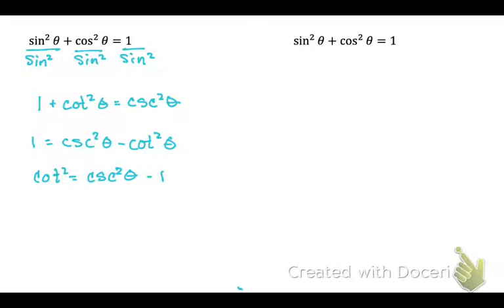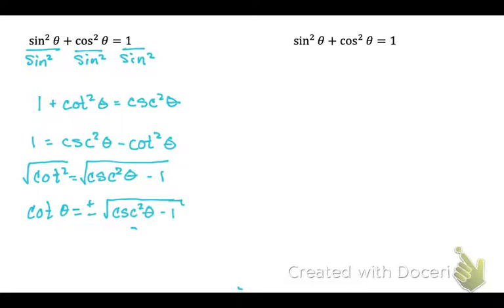Is there another way I could write this at all? No. What if I just wanted cotangent? I'd have to take the what of both sides? The square root of both sides. So the cotangent of theta would equal plus or minus the square root of cosecant squared theta minus 1. How would I decide whether it was positive or negative? The quadrant. What quadrant I'm in, right?